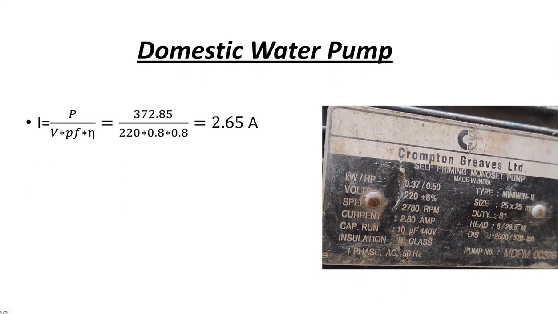So now let's see a domestic water pump. What does it do? It basically lifts up water, right? If you see the kilowatt or the horsepower rating, it's 372 watts and it's supposed to be run at 220 volts. The power factor is 0.8 and the efficiency is 0.8. Again, we take the efficiency as 0.8. So it draws a current of 2.65 amperes.